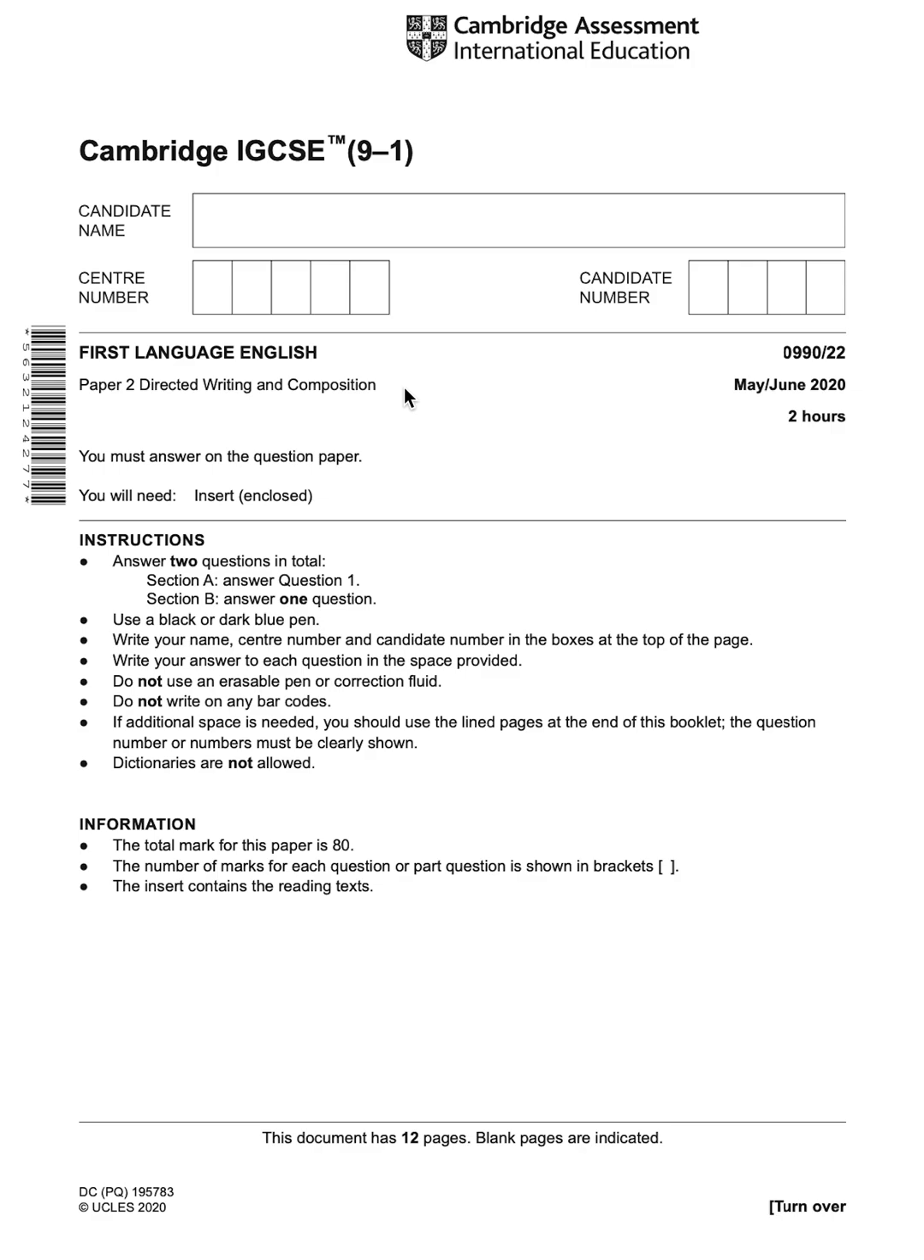The paper itself is 2 hours long, and you have to answer one question from section A and another question from section B. The total mark for this paper is 80, and each question is worth 40 marks. This simply means that you will spend an hour on the composition question, which is just about right, I think. So let's have a look at what they mean by composition.